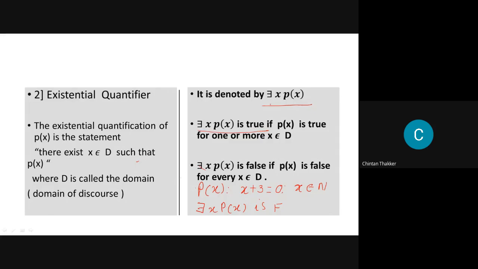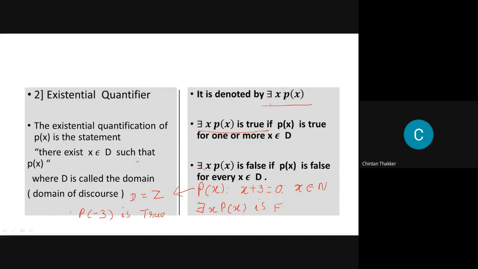But if we change here for this P of x, if we take the domain as Z, the integer set, then for x equal to minus 3, we have P of minus 3 is true.